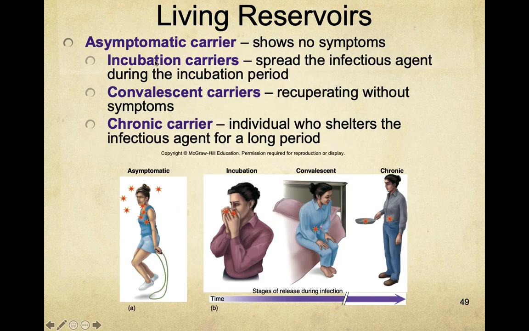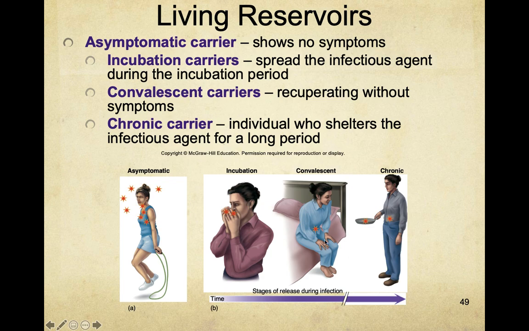So you can have an asymptomatic carrier, as I mentioned. Sometimes certain diseases can be spread around during the incubation period. Not every person can do that, and not every disease does that as well. Convalescent periods, you can have convalescent carriers, same thing. Chronic carriers are people who carry this disease forever. It doesn't really cause them too many problems, but they can shed it the whole time.